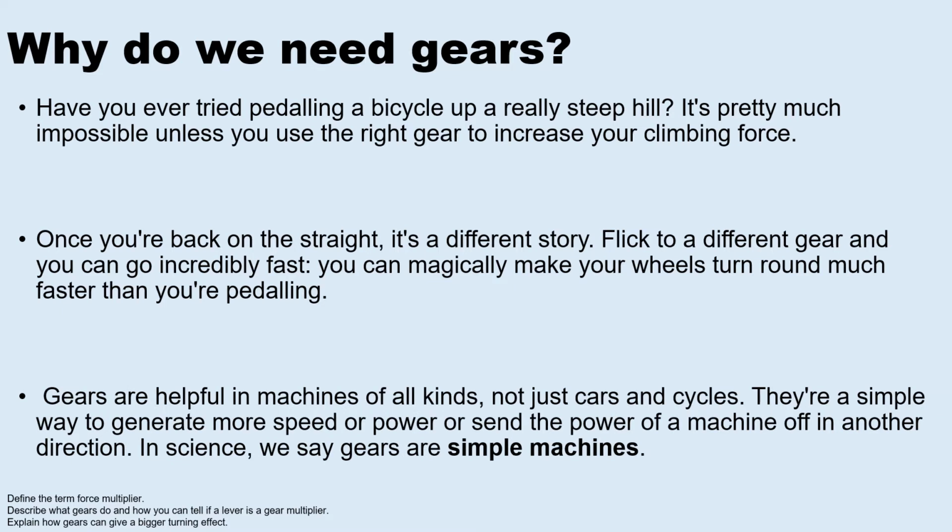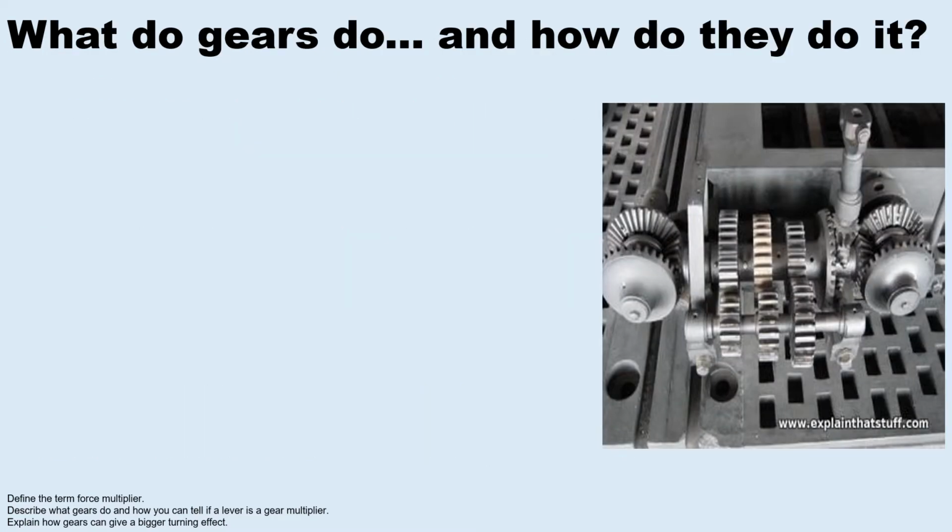So gears are helpful in machines of all kinds, not just cars and bicycles. They're a simple way to generate more speed or power, or send the power of a machine off in another direction. In science, we say gears are simple machines. So what do gears do and how do they do it?